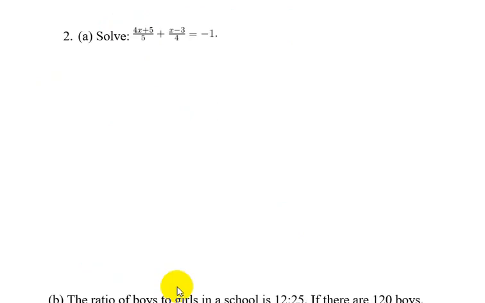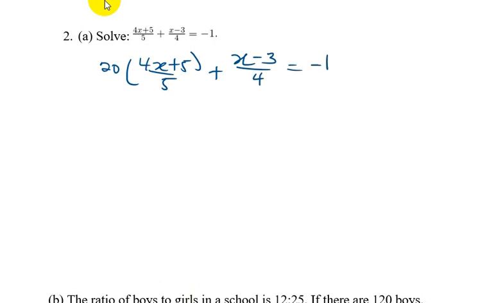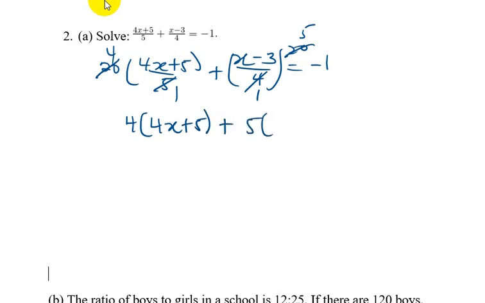4x plus 5 on 5 plus x minus 3 on 4 equal to minus 1. Now we have to find the value of x. Okay, so what do we know? We know that the LCM is 20, so we multiply each term by 20. So we are going to get 20 bracket 4x plus 5 all on 5 plus x minus 3 on 4 equal to minus 1. Okay, we multiply this one by 20. So 4 goes here, 1 goes to 25. 5 goes here, 1, it goes to 24. We are going to get 4 brackets 4x plus 5 brackets close plus 5 bracket x minus 3 brackets close, all equals minus 1.